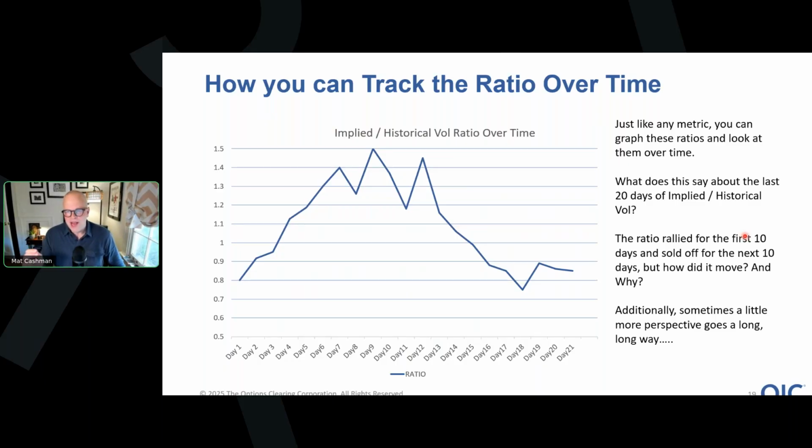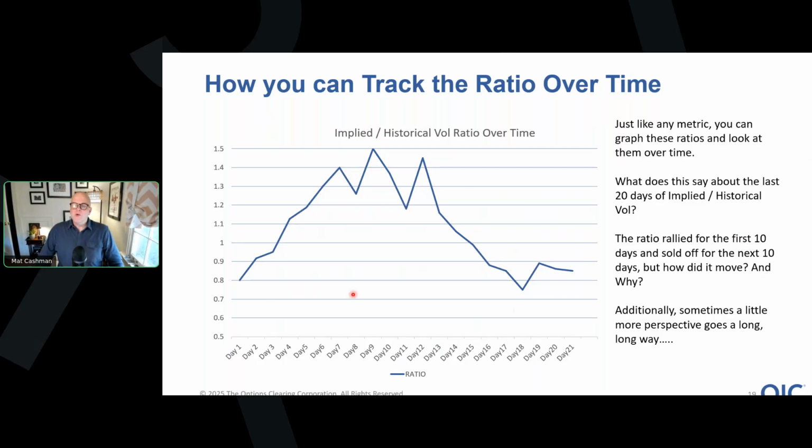This is one of the drawbacks of this entire framework, is that if I just plop something down in front of you and said, this is a 1.5 ratio, and now it's a 1.1 ratio, I can't tell you whether or not the implied vol went down or the historical vol went up. But I know it's some version of either or both of those things. If the vol ratio is going from a 1.5 down to a 1.1, I know that either or both of them are moving, and they're moving in opposite directions, essentially.